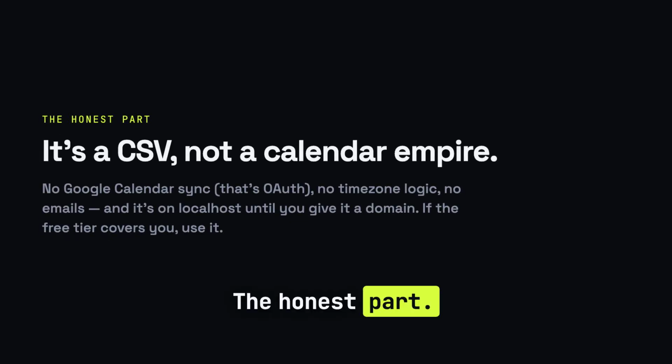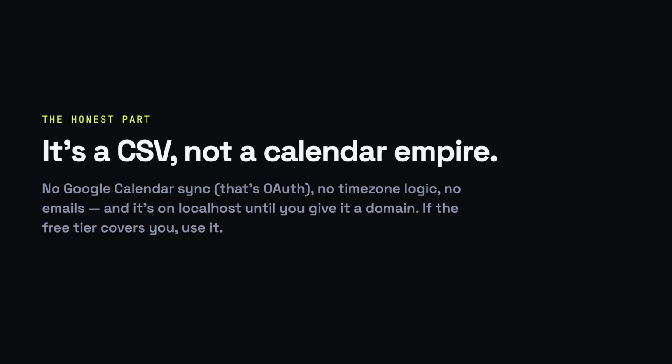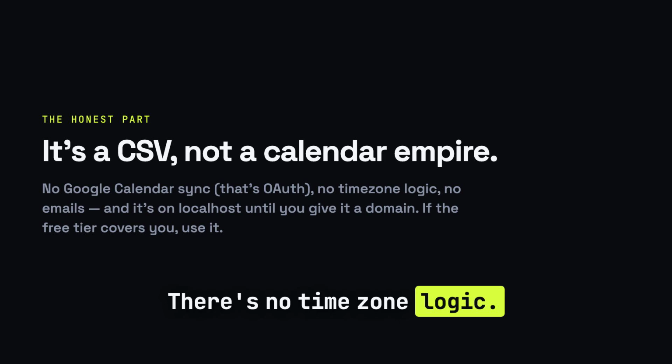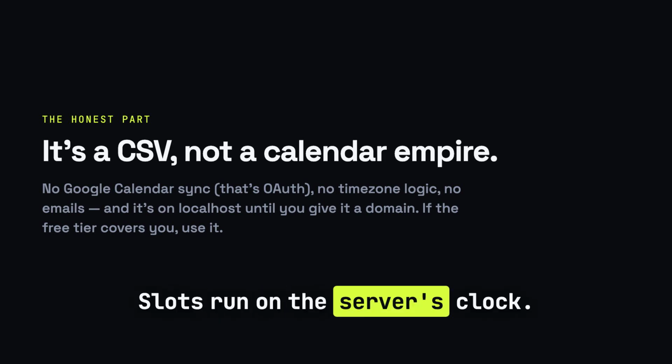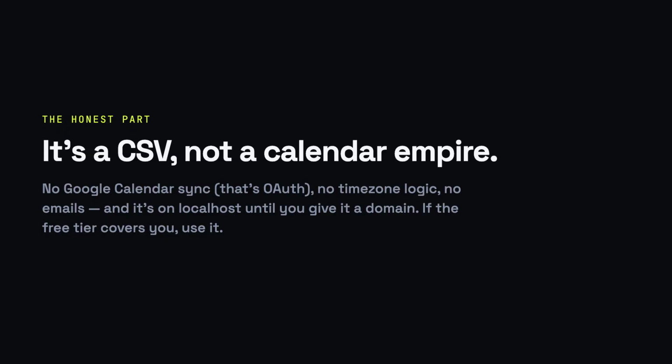The honest part. This writes calendar files. It does not sync your Google Calendar. That's an OAuth flow we didn't do. There's no time zone logic. Slots run on the server's clock, no confirmation emails, and it lives on localhost. To take real bookings, you put it behind a domain.